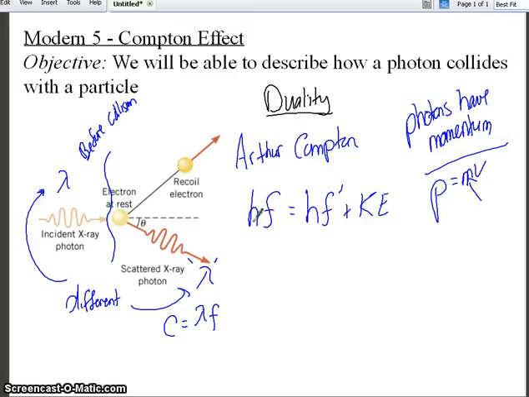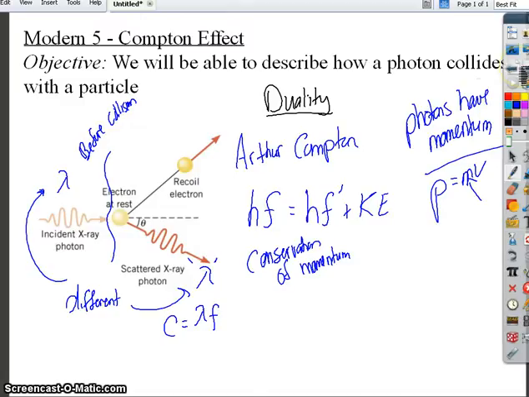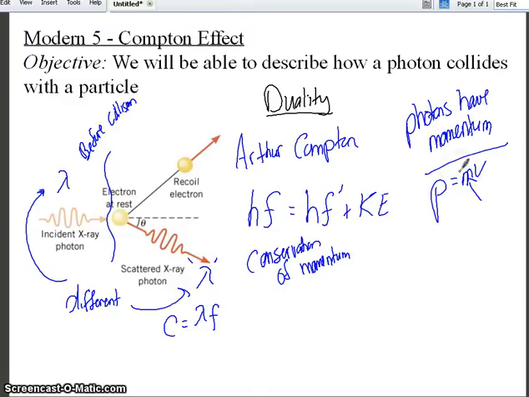So what Compton did was he combined this equation with the conservation of momentum equation, which I'm sure you remember, m1v1, m2v2, that kind of stuff. He combined these two ideas, and what he found was that the momentum of a photon, p, is equal to Planck's constant over the wavelength.